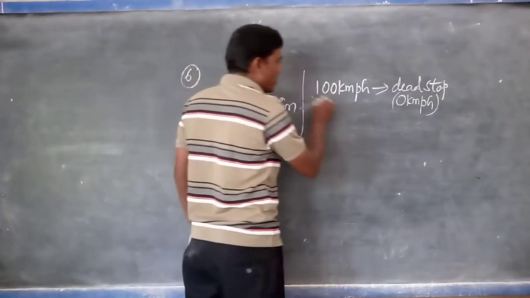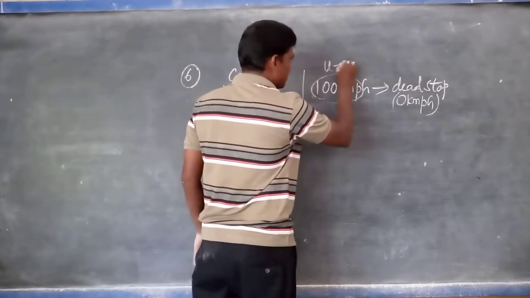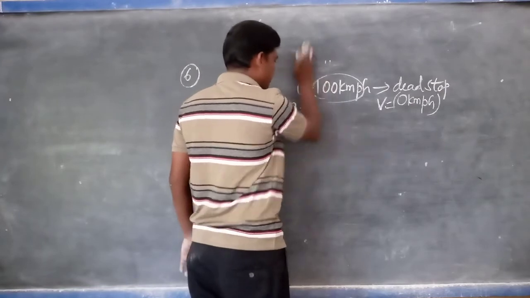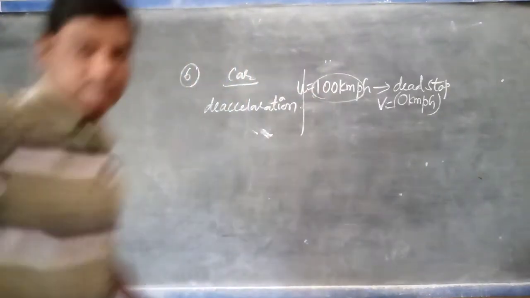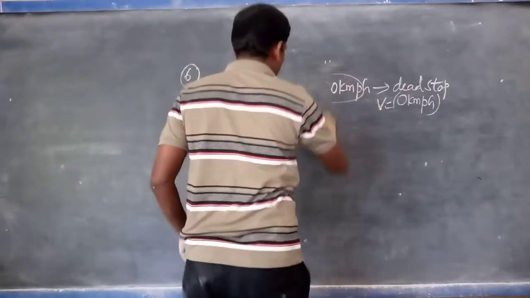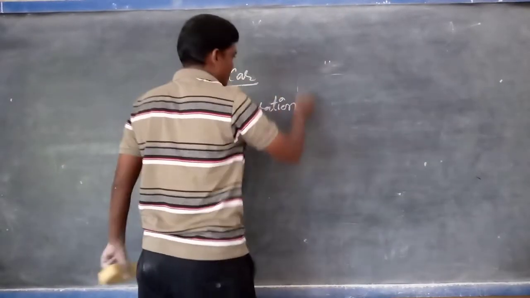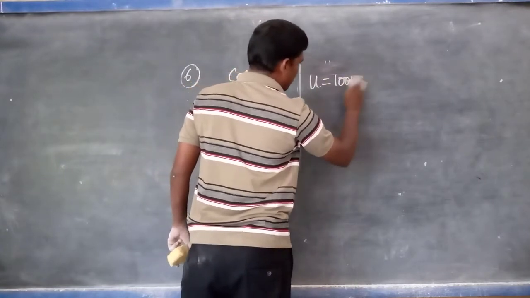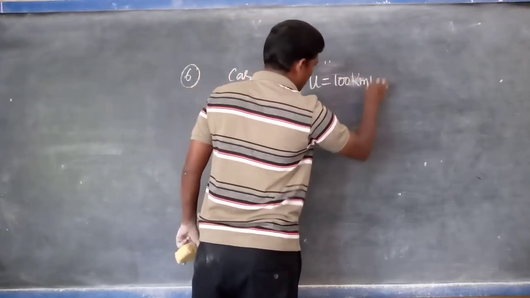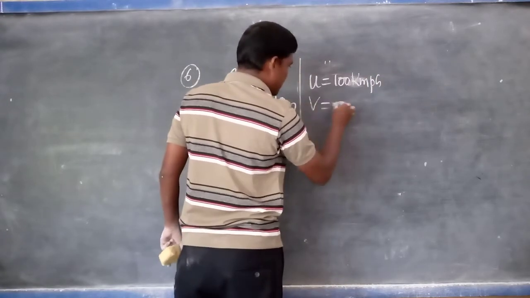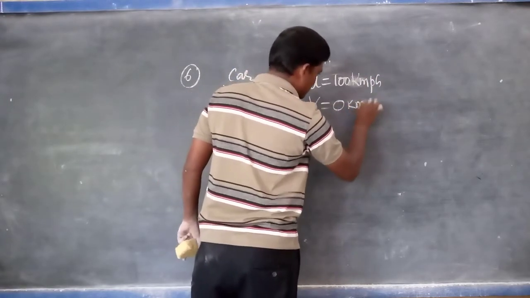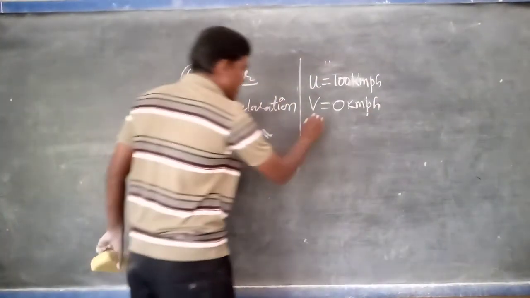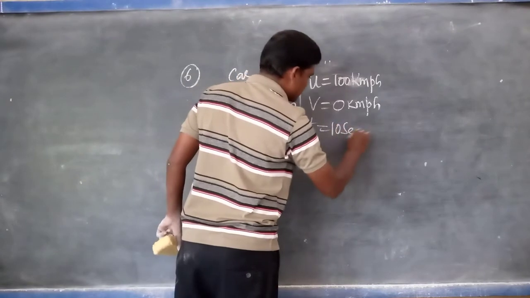So this is called the initial speed, and this is the final speed. Listen very carefully. The initial speed of the car before applying the brakes is 100 kilometers per hour, and the final dead stop means 0 kilometers per hour, nothing but 0. Then in how much time? 10 seconds. That's why t is equal to 10 seconds.